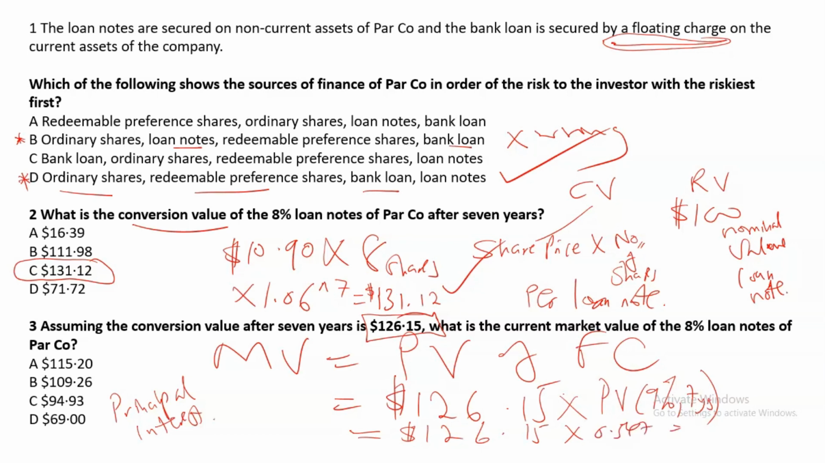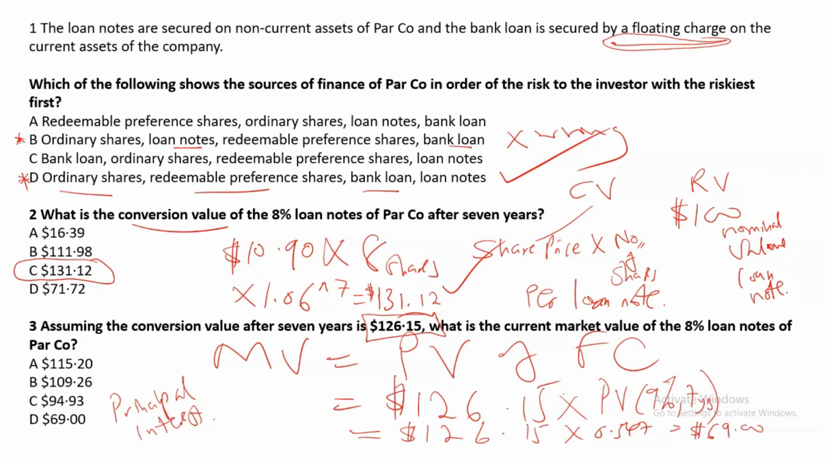So this gives us the present value of 126.15 multiplied by 0.547, so that it comes to 69.00. Okay, now that one is only the principal.